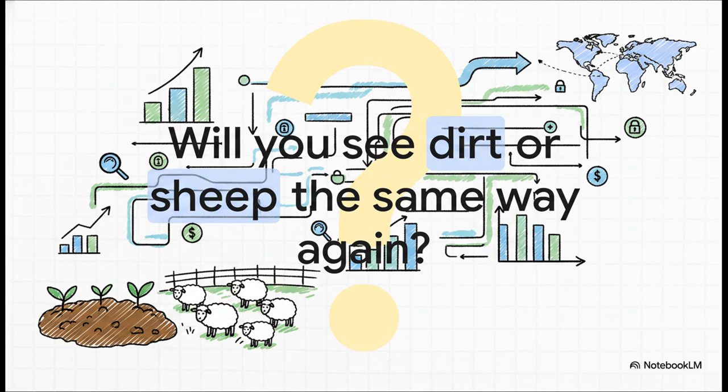So I want to leave you with this thought. Will you ever look at a simple patch of dirt or a flock of sheep the exact same way again? Behind every harvest we see is a complex, meticulously audited web of global financial standards that quite literally holds up the entire agricultural economy.